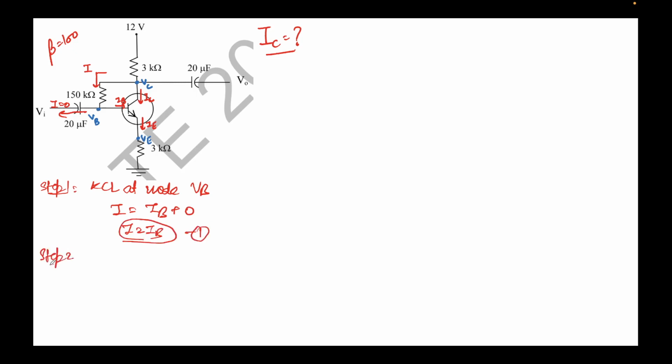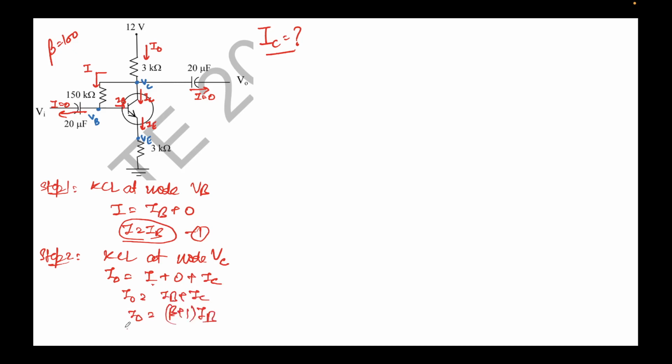Now step 2, what we'll do is apply KCL at node VC. Again, you see the inflowing current is I naught. This should be equal to the outflowing current, which is I, plus, since the capacitor carries no current in DC analysis, plus 0, plus the outflowing collector current IC. Now we know I equals IB, so I naught becomes IB plus IC, and we also know that IC equals beta IB, so this becomes (beta plus 1) times IB. I'll call this expression 2.